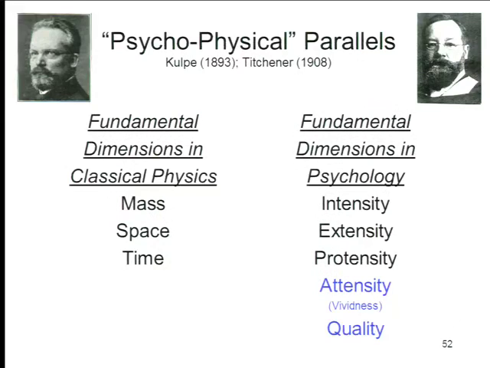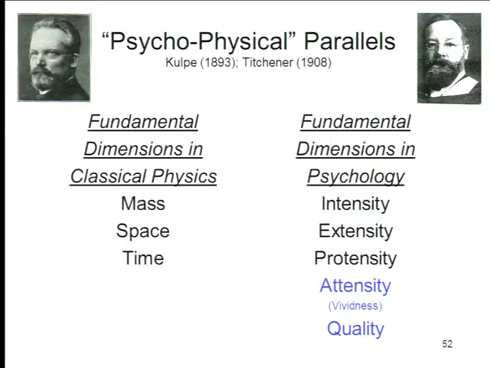And then sometimes they debated about adding some fundamental dimensions like atensity, meaning just how vivid the experience is. Vividness and intensity are not quite the same thing. You can have something that's really not very intense, but still be very vivid. And then finally, the problem of quality. They argued, no, it's not clear that this has an exact parallel in classical physics. So again, what these guys were after was establishing parallels between the subjective world of conscious experience and the objective world of the physical stimulus.